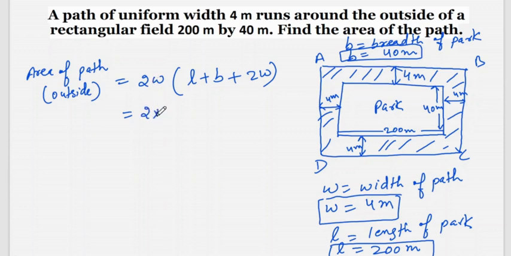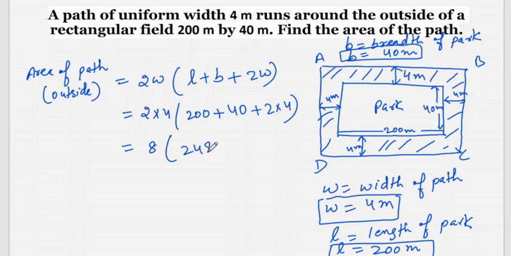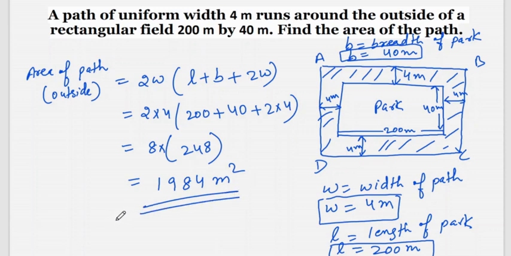Now 2 into 4, L is 200 plus 40 plus 2 into 4. So I have got 8 into, 240 and then 8, so 248. So 8 into 248, that is 1984 meter square. So this is the area of the path outside this rectangular park. Okay. Now next question.